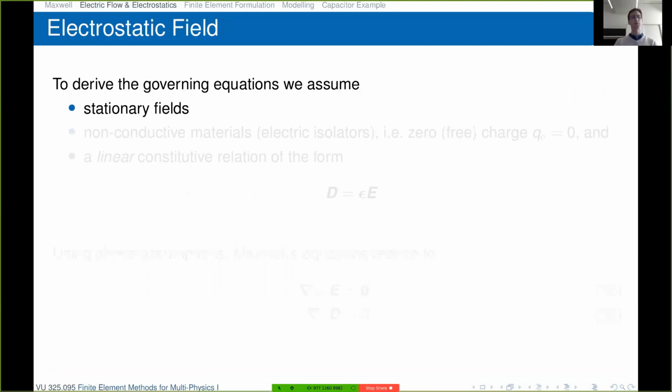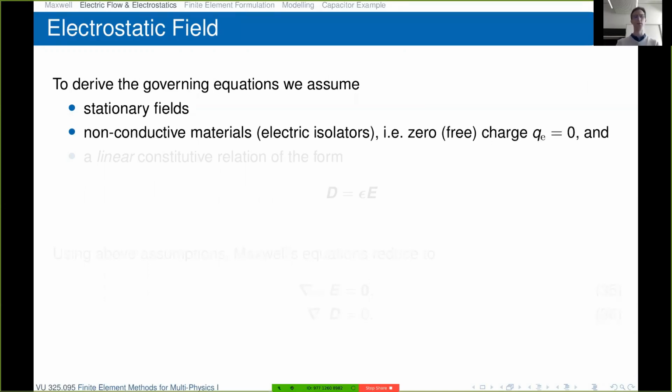Okay, so let's go into the electrostatic field next. To derive the governing equations, we have again to pose some assumptions. Since it's called electrostatics, we consider stationary fields only, so all time derivatives are 0. And the next assumption is we only consider non-conductive materials, so electric isolators. That means we have 0 free charge QE.